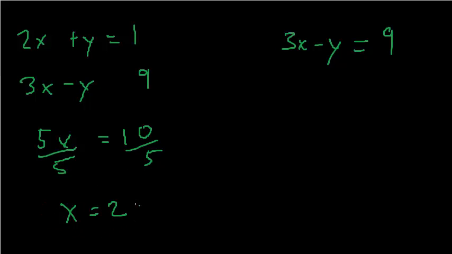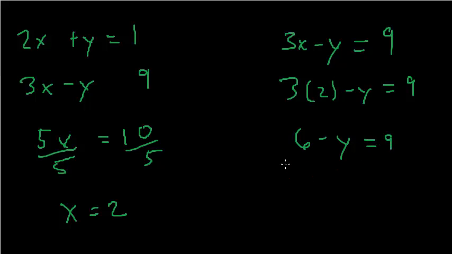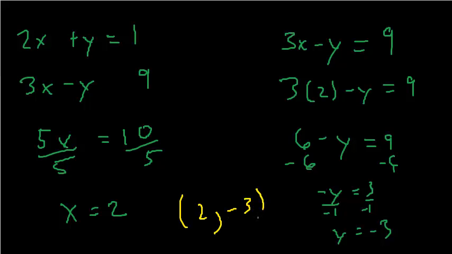Now, just as with the substitution method, once I find the answer for one variable, I have to plug it into an equation to find the other variable. So I have 3 times 2 minus y is equal to 9. So I have 6 minus y equals 9. Subtract 6 from both sides. I have negative y equals 3. Divide by negative 1, and y equals negative 3. So my solution in this case is (2, negative 3). And this is the solution to both equations.